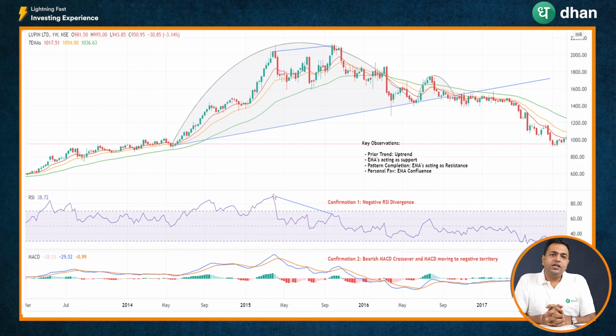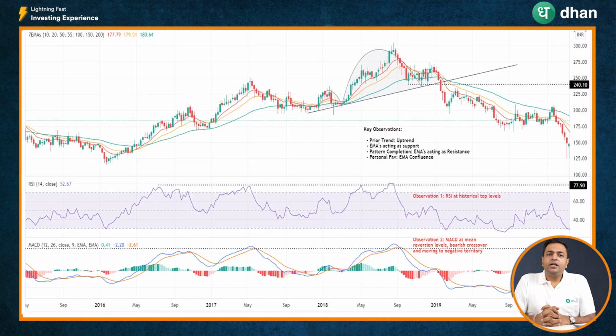And if you look at your oscillator tools like your RSI or MACD, the RSI is giving you a visible negative divergence, which means that the momentum of the up move is losing its charm and the momentum of the down move is picking up. And second, your MACD is also giving you a bearish crossover and started to go into the negative territory. So these are all the various indications which will help you attest your belief, and you can switch on to a lower time frame chart to define your entry and exit.